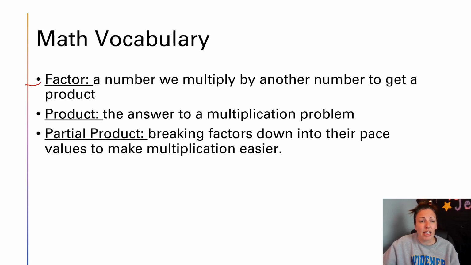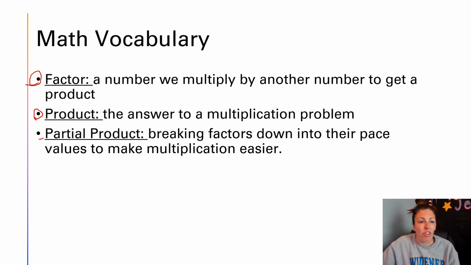Our first word is factor. A factor is basically just a number that we multiply by another number to get a product. So all the multiplication problems that we've been solving last week, and the ones that you practice when you're working on your fact fluency, always have 2 factors that we're multiplying together. Our second vocabulary word is product, which is the answer to a multiplication problem.